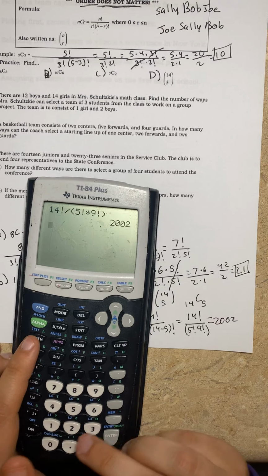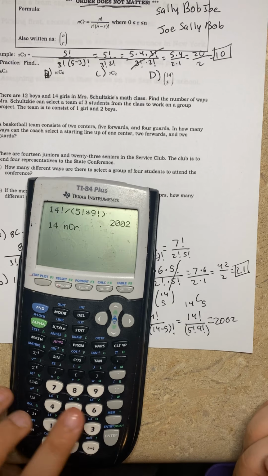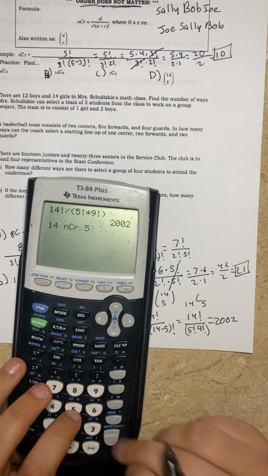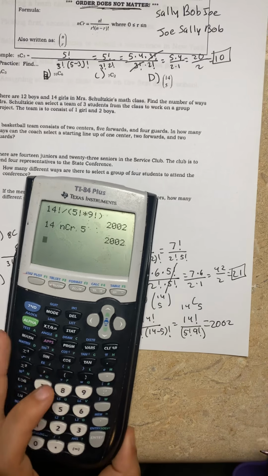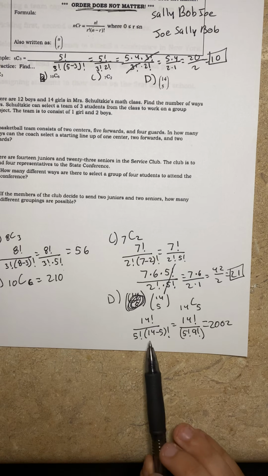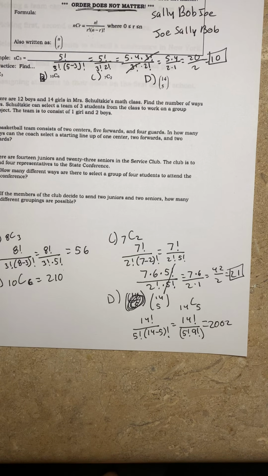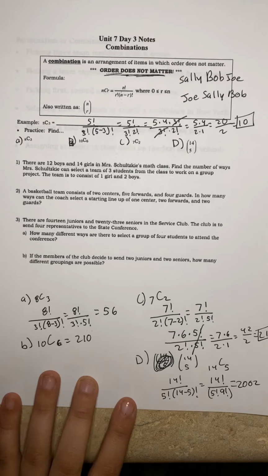Or you can again hit 14, math, go to combination, and hit 5, because we're trying to choose 5, and again you'll get 2002. So either way, you've got 3 different ways to do it: the fully mathematical way, or you can do it the calculator way, typing in the factorial, or just the n choose r or nCr combination option.